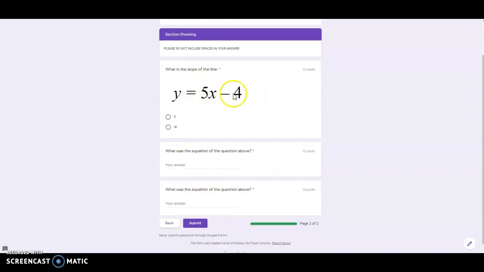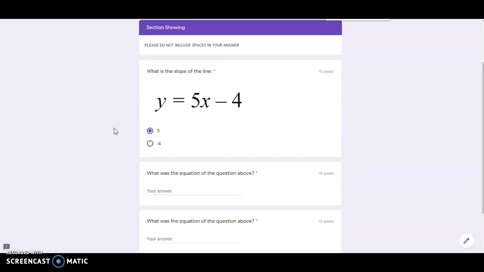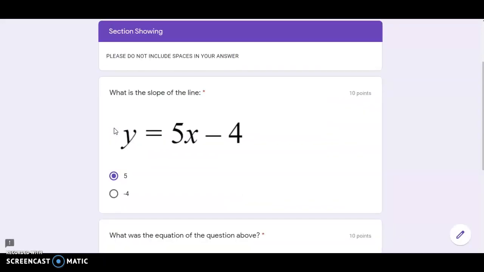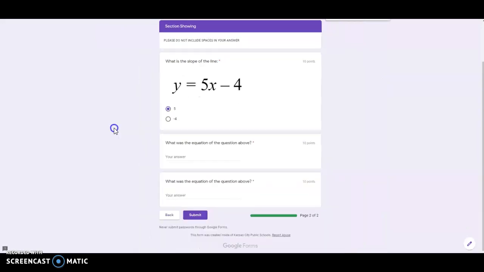What's the slope of the line? Here's a beautiful equation given. We know it's 5. If for some reason you can't see that, on your keyboard there's a Control (CTRL) and the plus. You can click that to zoom in, and hold Control and click the minus button to zoom out, just in case you can't see.